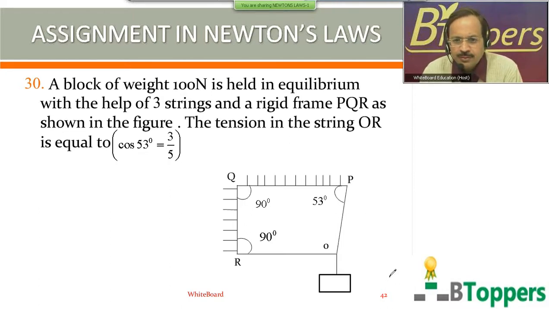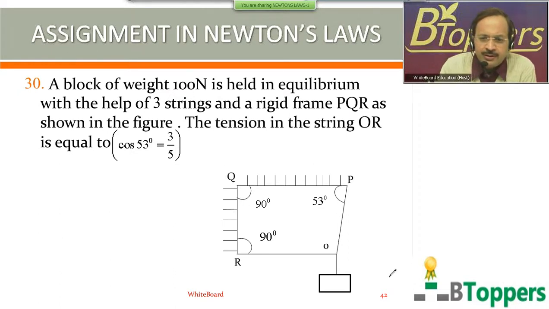So here there are 3 strings, so there will be 3 tensional forces. Let T1 denote the magnitude of the tension of the string OP and T2 denote the magnitude of the tension on the string OR. Let T3 denote the magnitude of the tension on the vertical string connected to the block.